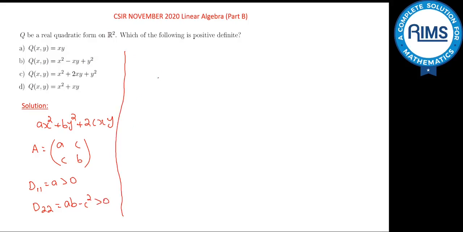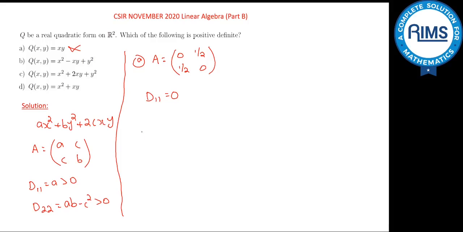Okay. Now consider the four options. Here I consider option A. What is the matrix corresponding to this quadratic form? A equal to 0, 1 by 2, 1 by 2, 0. Now what is D11? D11 equal to 0, which is not greater than 0. Therefore this quadratic form is not positive definite.